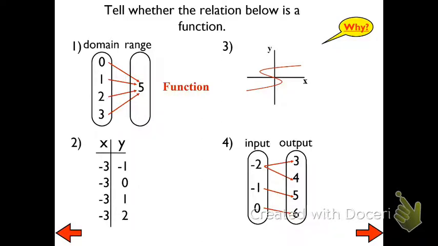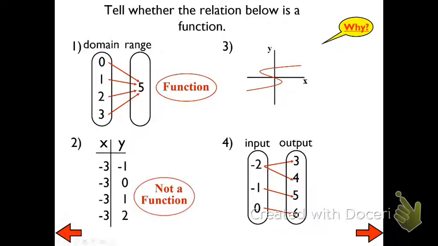Okay, now look below and look at number 2. When x is -3, y is -1. When x is -3, y is 0. When x is -3, y is 1. When x is -3, y is 2. Okay, this is a problem, because now, if I punch -3, there's 4 different candy bars I could get. There's multiple outputs for one input. It doesn't work. It is not a function.